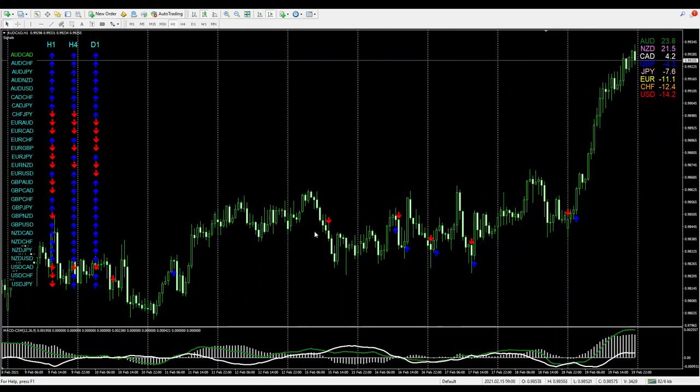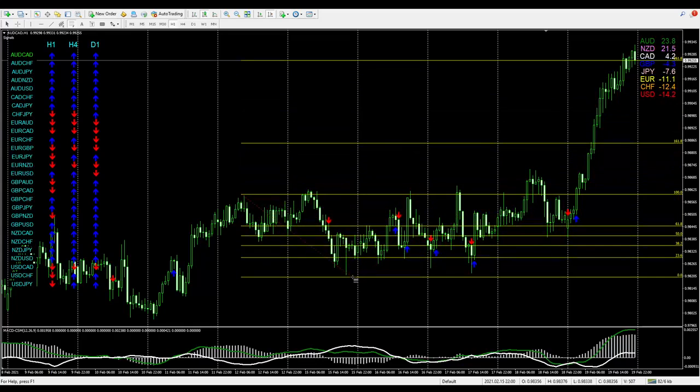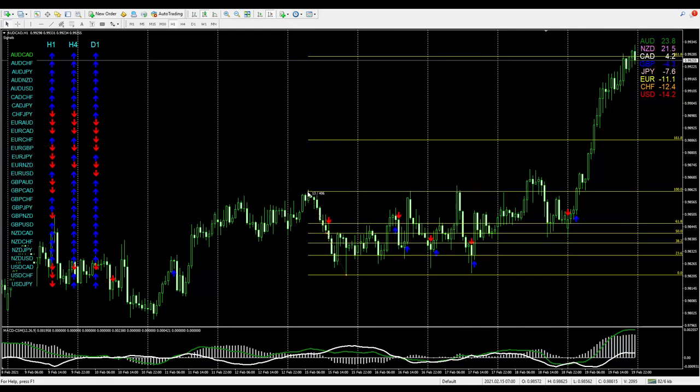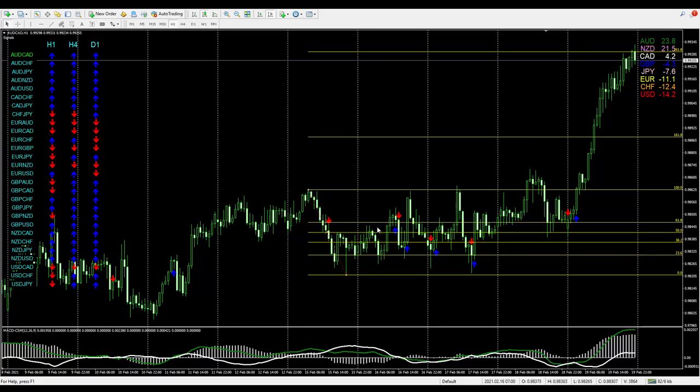So February 15 was Monday. As we can see, there's no buy signal last Monday. It came out on Tuesday. So we would plot our Fibonacci 2 days prior. It would be like this, from here to here, the support and the resistance.